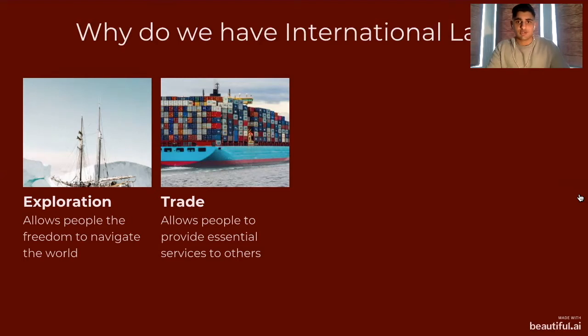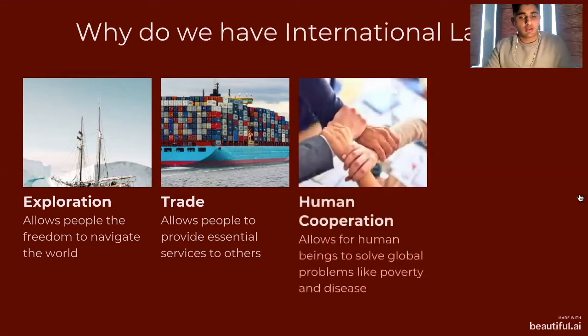And of course, that does mean a lot of people get very, very rich, and that often means they exploit that for power. However, at least in my opinion, international trade and international cooperation has made our world a much better place. Like I said, human cooperation. We have international law for humans to cooperate and solve these global problems like poverty and disease, things that we as human beings with a conscience shouldn't allow other human beings to experience. And so the best way to solve these problems is to have all the minds working together.